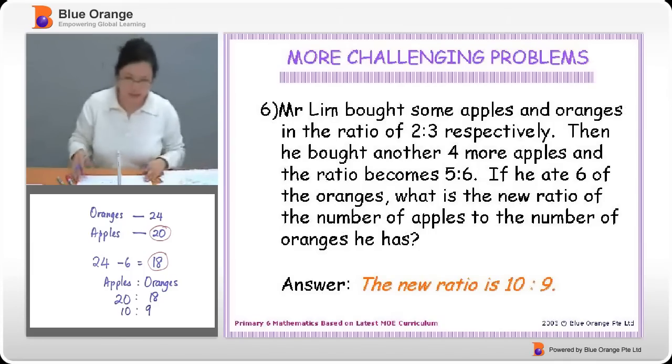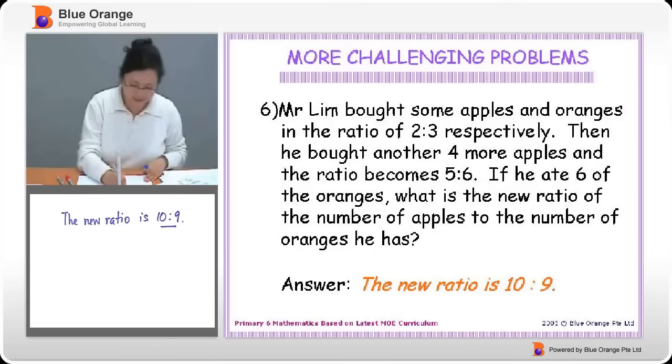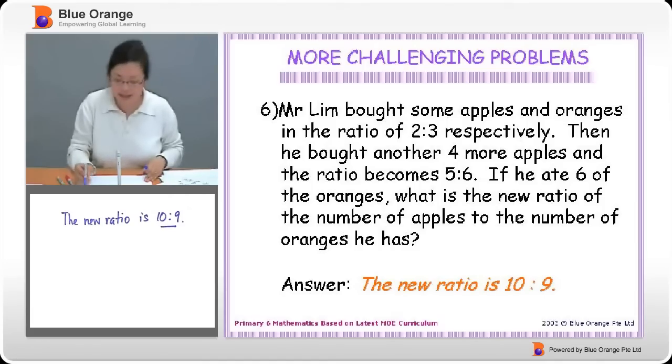So the new ratio is 10 is to 9. Now it's important to also identify that it's apples to oranges, so you have to arrange it such that it's apples to oranges. So our answer is 10 is to 9.